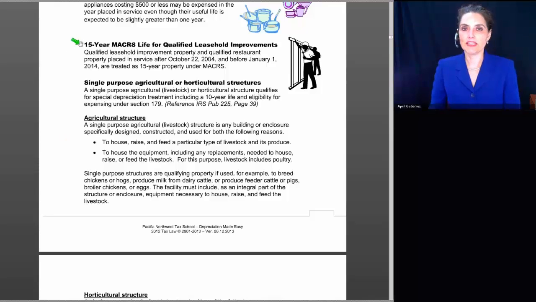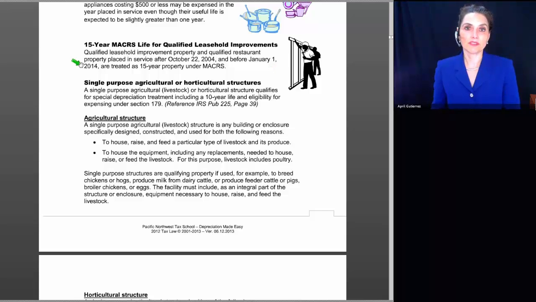The next topic of the day is 15-year MACRS life for qualified leasehold improvements. You heard me mention on the preceding page that qualified leasehold improvements qualify as 15-year property. So what exactly is a qualified leasehold improvement? Well, qualified leasehold improvement property and qualified restaurant property placed in service after October 22, 2004 and before 2014 are treated as 15-year property, and they stand out as being unique. It's supposed to have been a temporary law, but every year since 2004 it's just been extended and extended and extended, and now the new deadline is the end of this year.